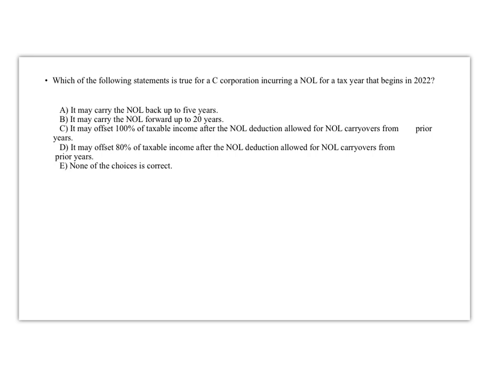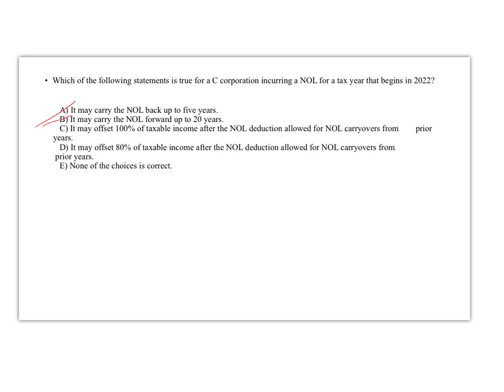Okay, so choice A says it may carry the net operating loss back up to 5 years. Well, we know that currently net operating losses for tax years that begin in 2022 cannot be carried back. So we know that's wrong. It may carry the net operating loss forward up to 20 years. Well, now they can carry them forward indefinitely. So we know that's not correct.